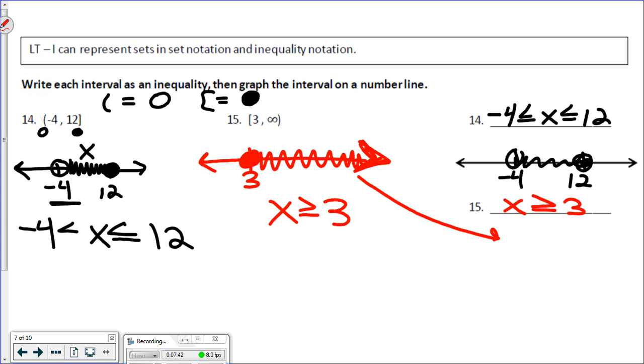So remember, when you have an infinity, you're not writing that in your compound inequality.